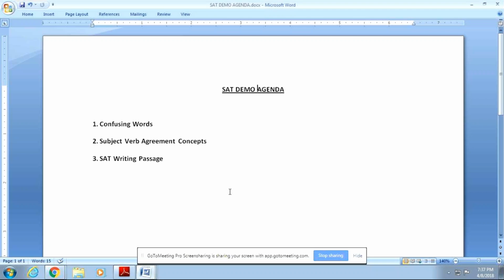And what part of speech is "and"? "And" is a conjunction, which joins two nouns or pronouns, right? And then "who". What part of speech is that? Pronoun. Right, very good.